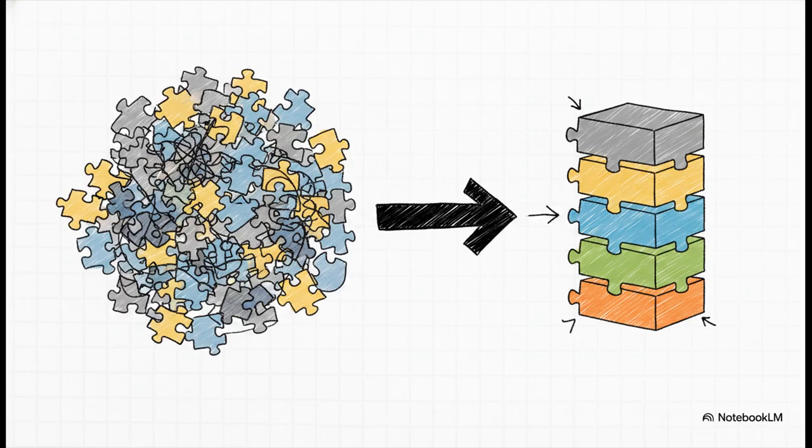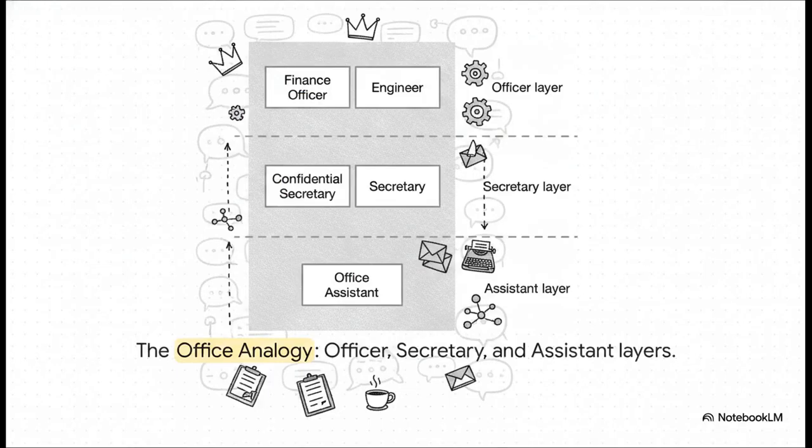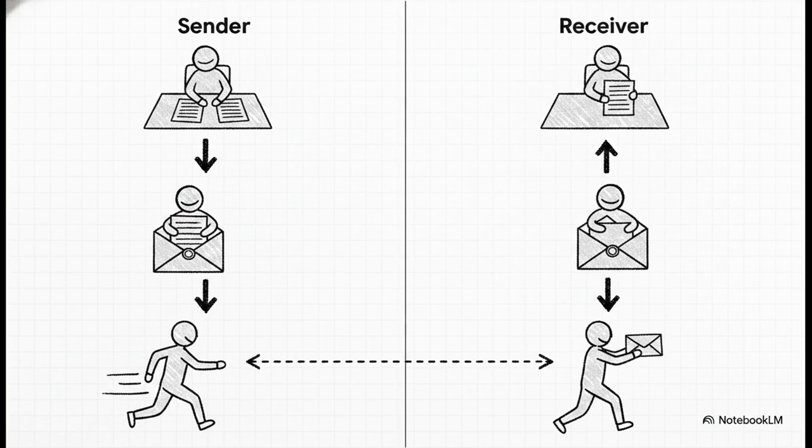We assign each subtask to a specific layer in a stack, where each layer only has to worry about its one specific job. To really make sense of this concept, let's look at a relatable real-world example, the office analogy. Imagine a large corporation where communication is handled across three distinct hierarchical grades, or layers. You have the officer layer, the secretary layer, and the assistant layer. In this setup, an engineer who wants to send a design document doesn't personally walk the letter over to another building. They just write the message, that's the officer layer's job.